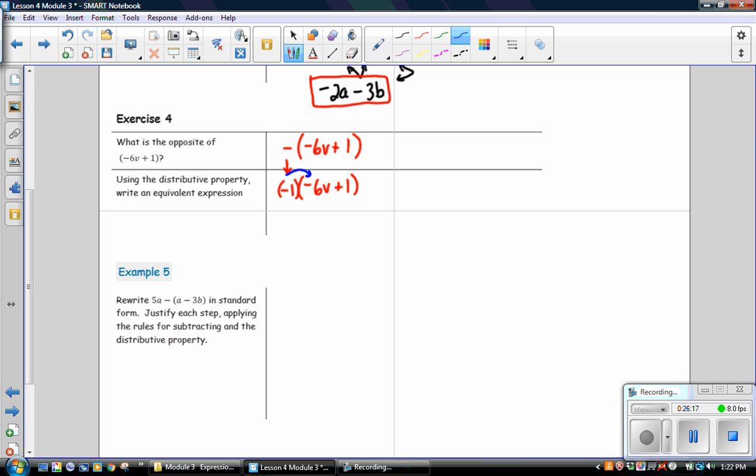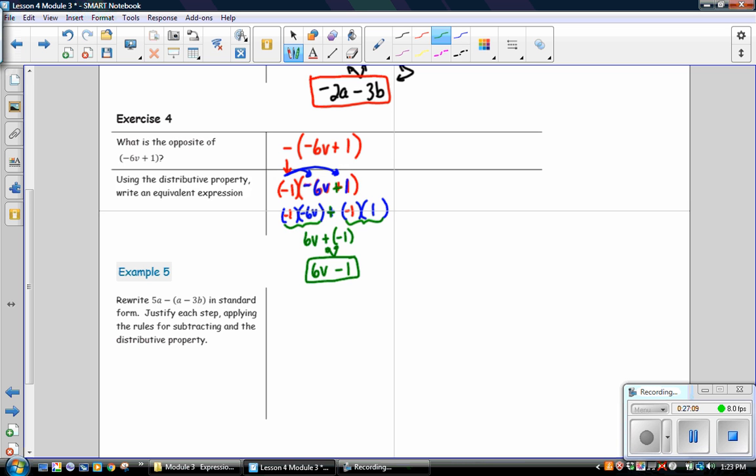Using your arrows can help you to remember to distribute the negative 1 to both the first and the second term in the parentheses. So we have negative 1 times the first term plus negative 1 times the second term. The first term is negative 6v. The second term is 1, and the operation is addition. So here a negative times a negative is a positive, and that gives us 6v plus a negative times a positive is a negative, negative 1. Now, because we have two signs in a row, let's rewrite adding the opposite as subtraction. And that answer will simply be 6v minus 1.